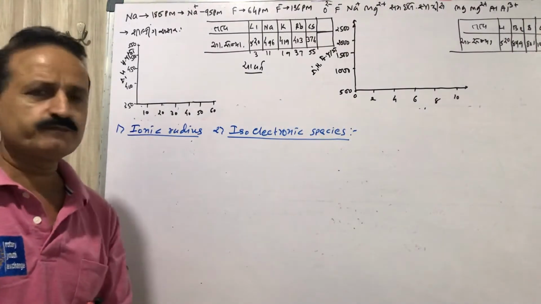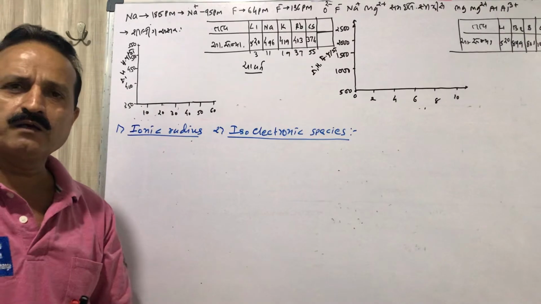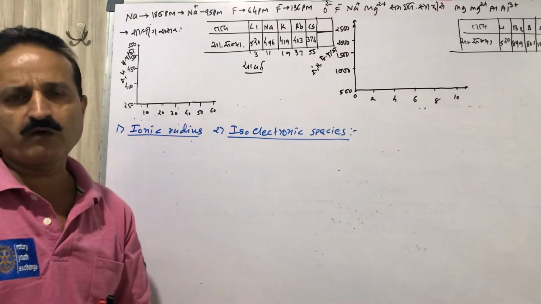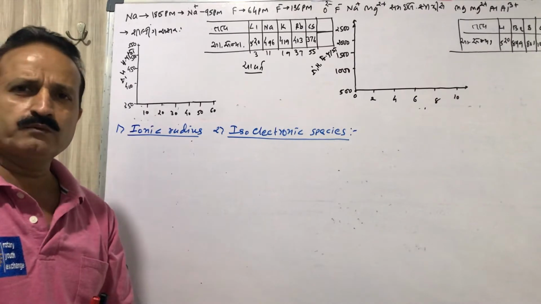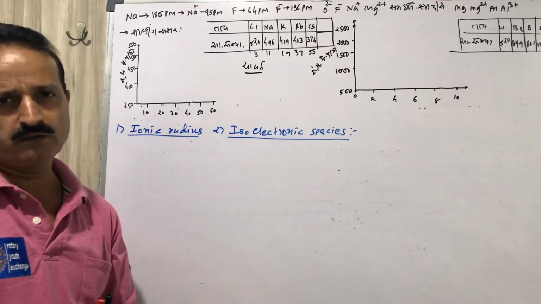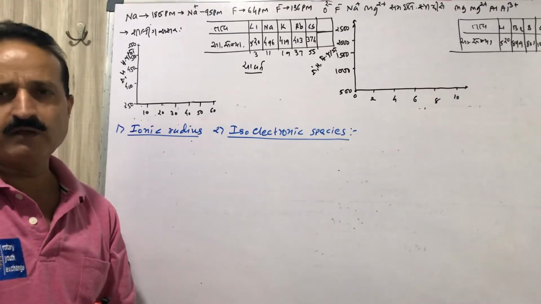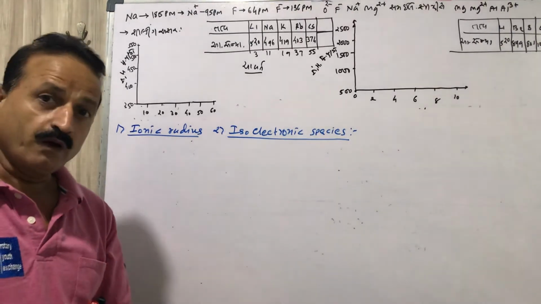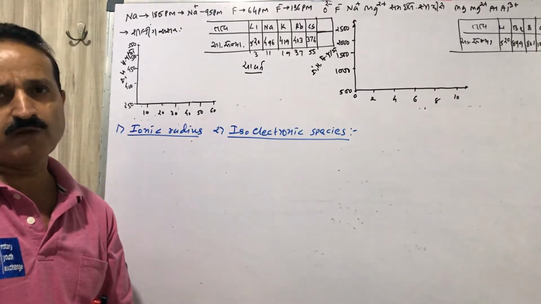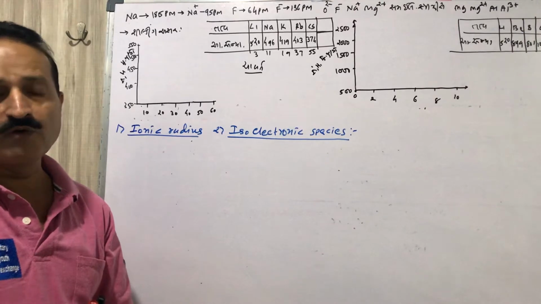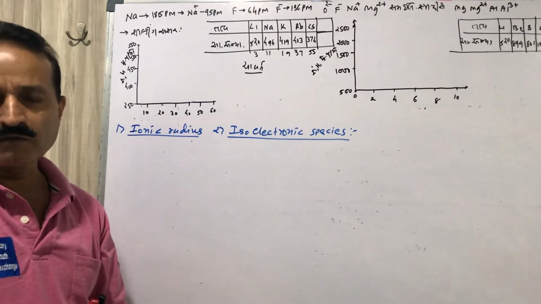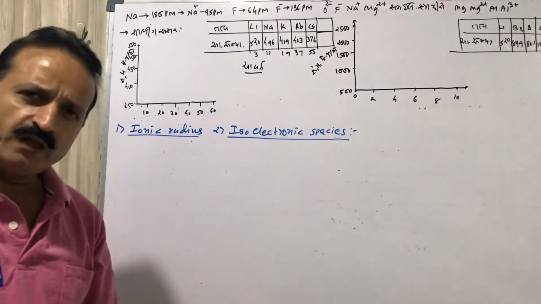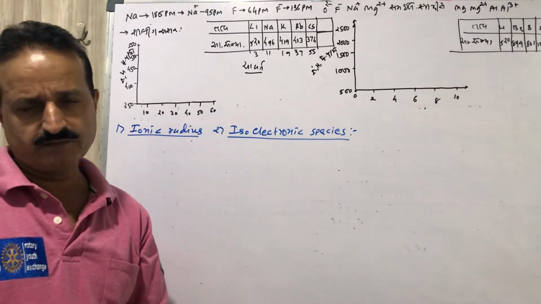Ionic radius and isoelectronic species. We have discussed atomic radius earlier. Now we are going to discuss ionic radius. What is the difference between atomic radius and ionic radius?